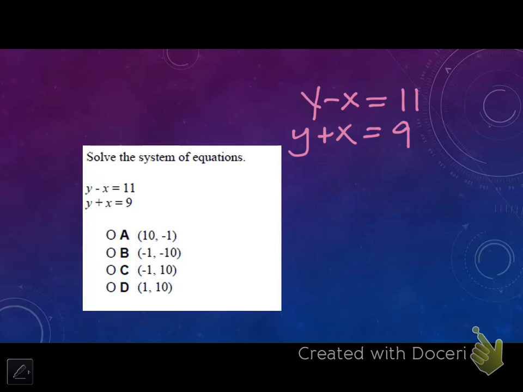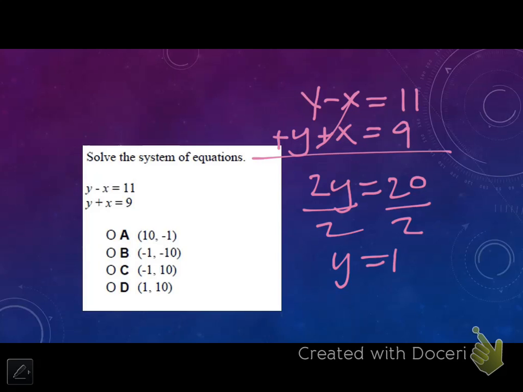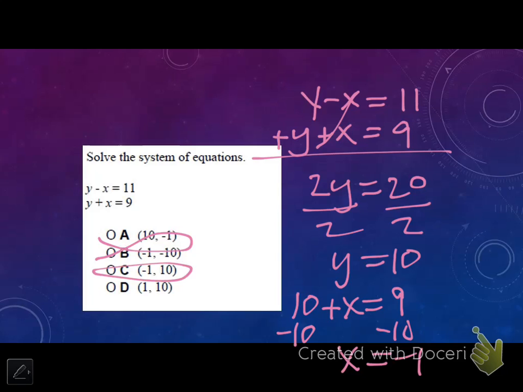It looks like my x's should cancel on this one because they're the same number. One's positive, one negative. Y plus y is 2y. Don't make the mistake of just making it y. Divide by 2. Y should equal 10. It looks like I have 2 that have y equal 10, so I got to plug it back in. So I'm going to plug it back into the second equation. Got to subtract 10, so my x should equal -1. Okay, again, plug it back into both equations to check to make sure you have it right.